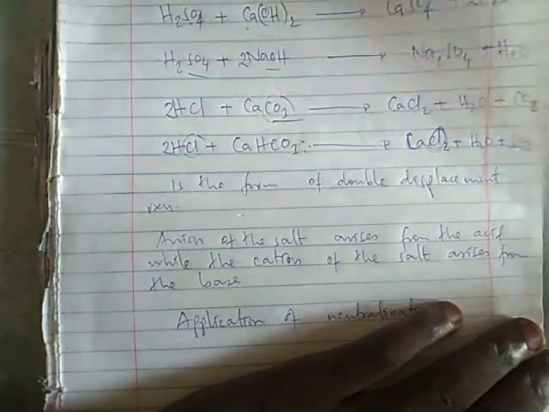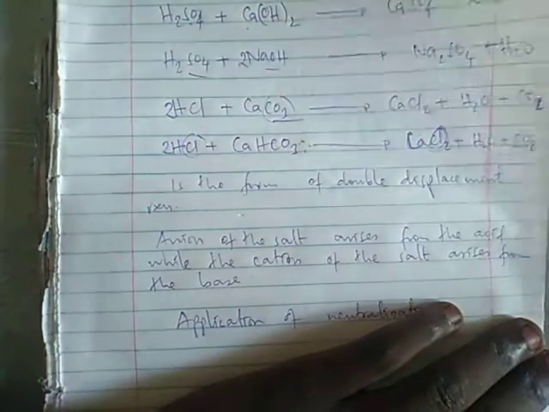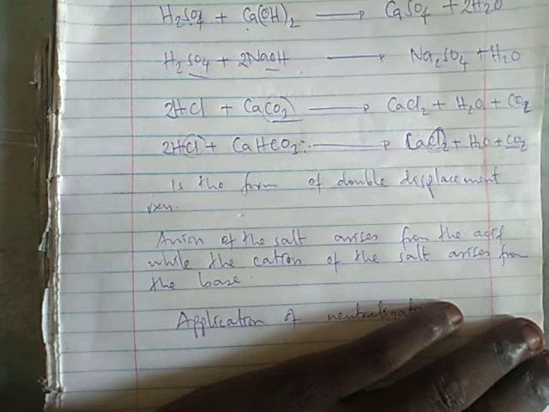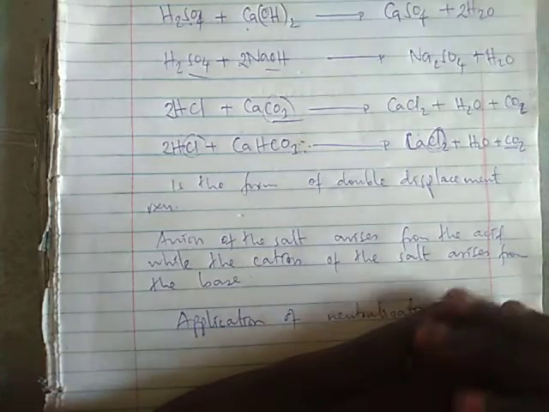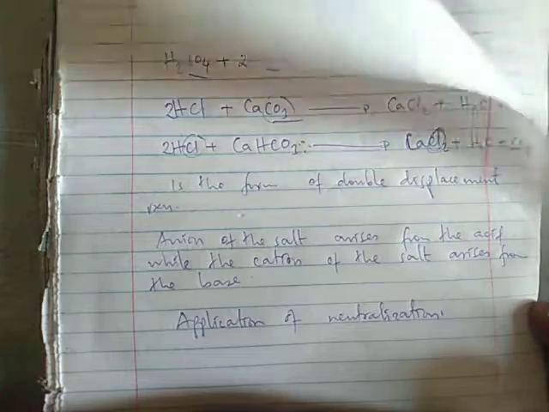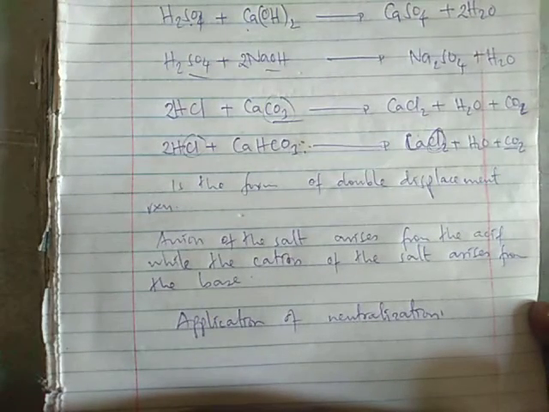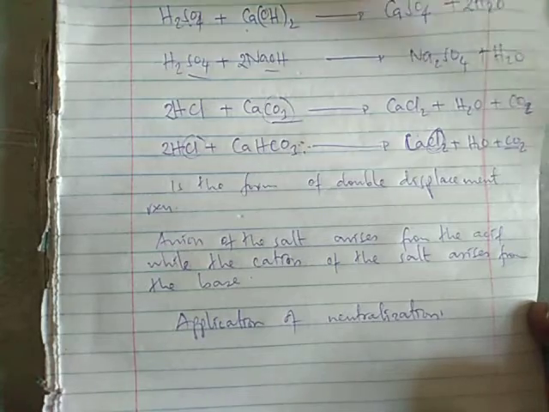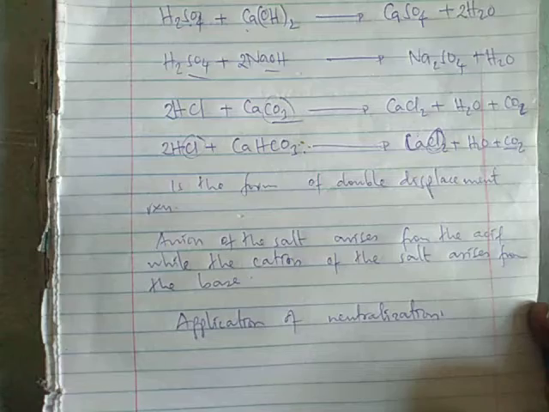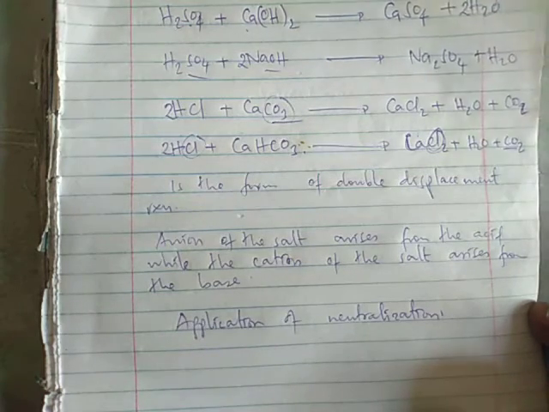Lakini ukienda kwenye kitabu cha Oxford, kuna picha hapa ambayo ina summarize matumizi mbalimbali ya acids na bases. Kwa mfano, sulfuric acid inaweza kutumika katika iron and steel industry to remove rust from the metal. Inaondoa kutu. Manufacture of synthetic textiles such as nylon inatumika sulfuric acid. In making fertilizer kama hiyo DAP tumesema. In production of sulfate pia inatumika sulfuric acid.